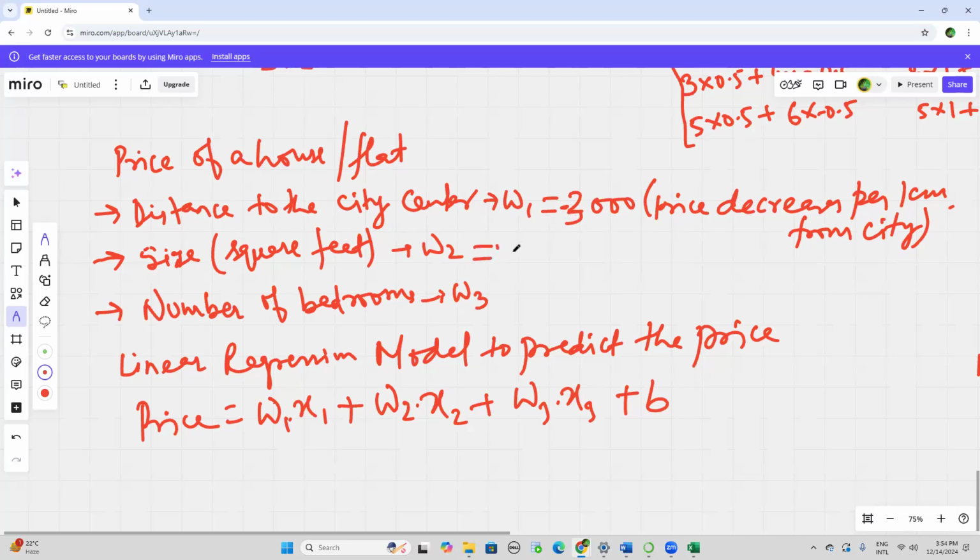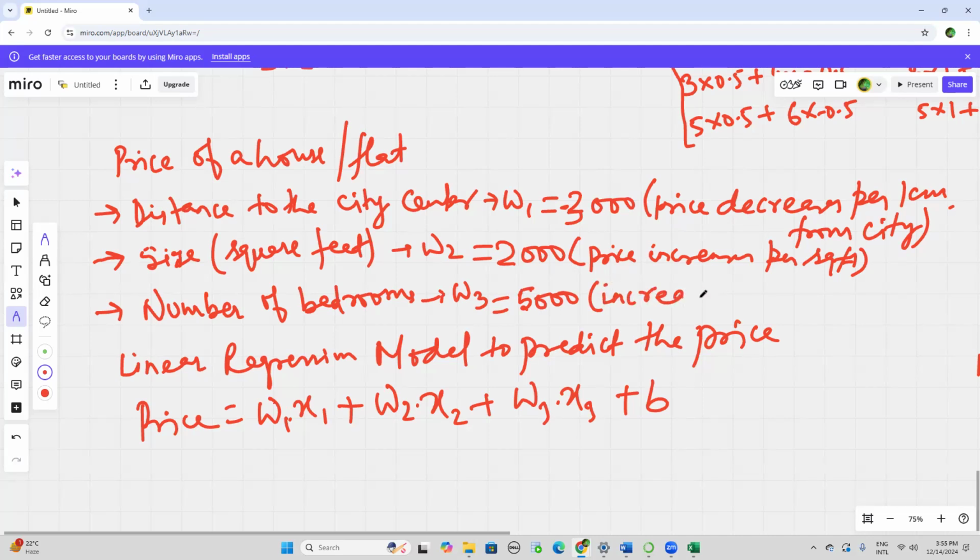Now, suppose to W2 I will write 2000. So what is the meaning of this? The price will increase. Price increases by 2000 per square feet. Generally, we measure that in square feet, right? Now, number of bedrooms, weightage is W3. Bedroom is an important parameter. Let's say it is 5000. So price will increase or decrease? Increase, per bedroom.